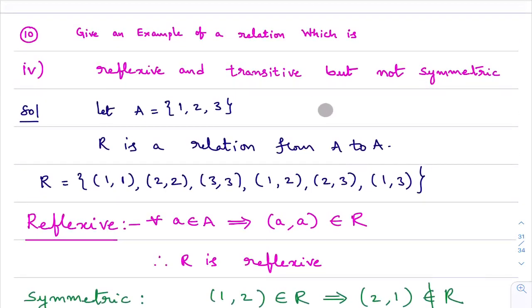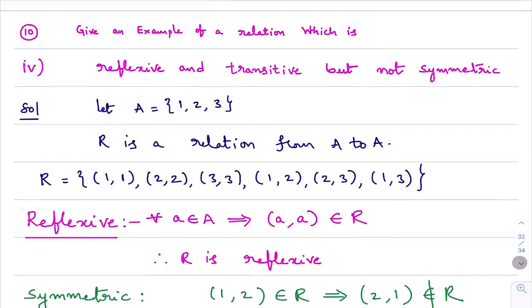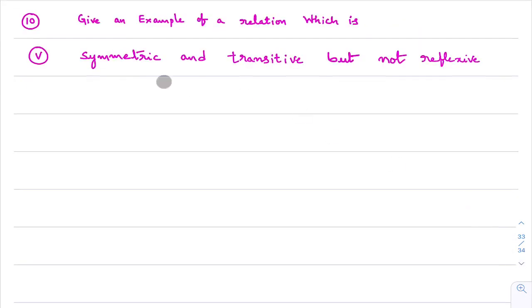I hope you understand. This is one of the best questions to try on your own. Now the fifth bit. See this fifth bit: give an example of a relation which is symmetric and transitive but not reflexive. I want you to try your own example so that you can understand reflexive, symmetric, transitive relations easily. Based on reflexive, symmetric, transitive relations, one 3-mark question is 100% guaranteed in the final examination. This is an easy concept only.